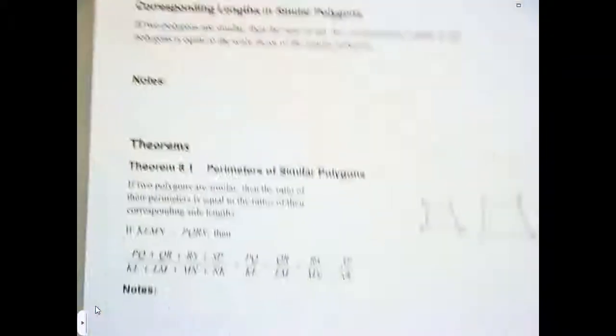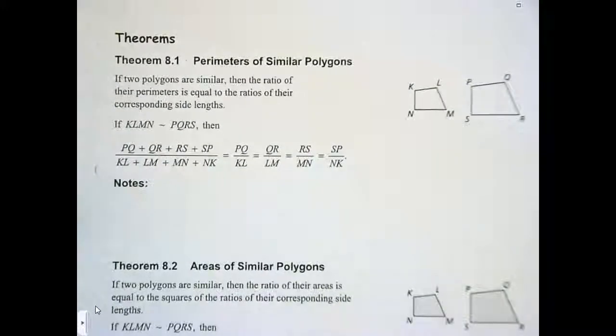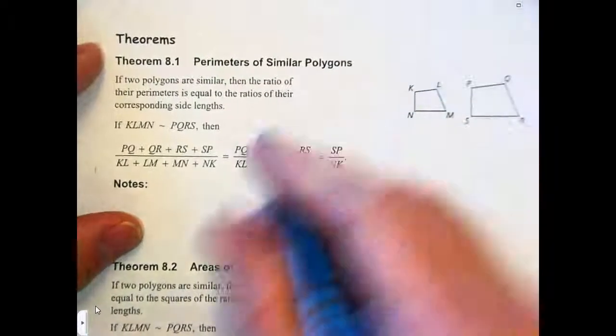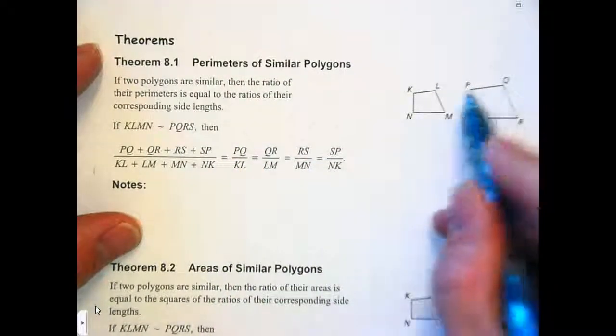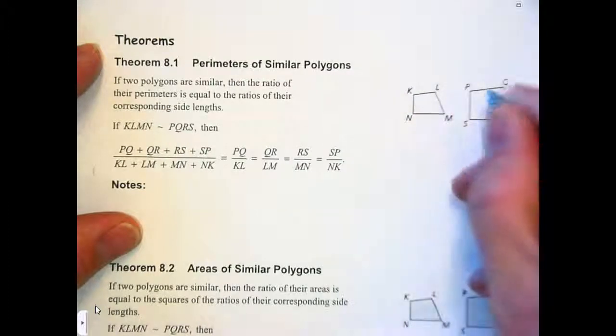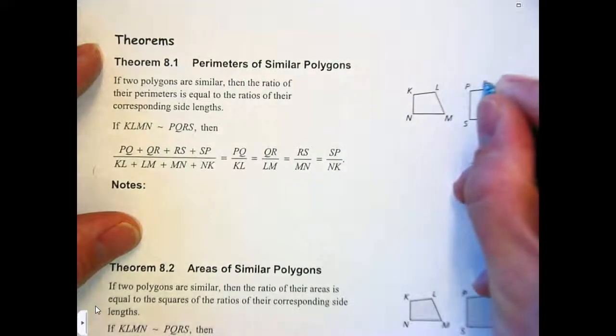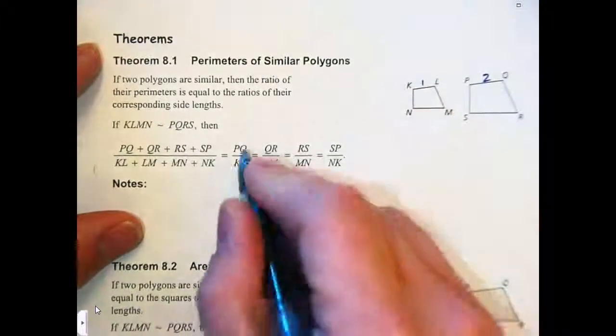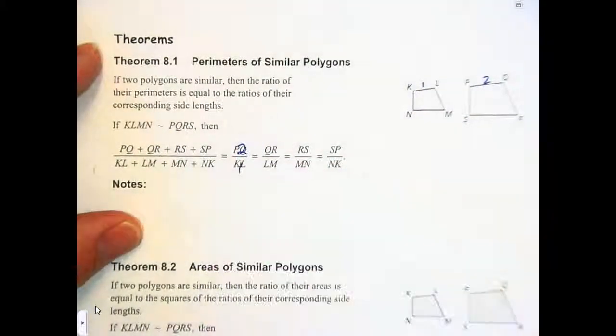Next page, page 224. Give it a go. Looking at that, we've got our perimeters. So perimeter really is just saying the same thing. It's saying if you have a scale factor, like if I was to compare PQ to KL, let's call this maybe 2, and we'll call this one 1. That scale factor would be 2 over 1.